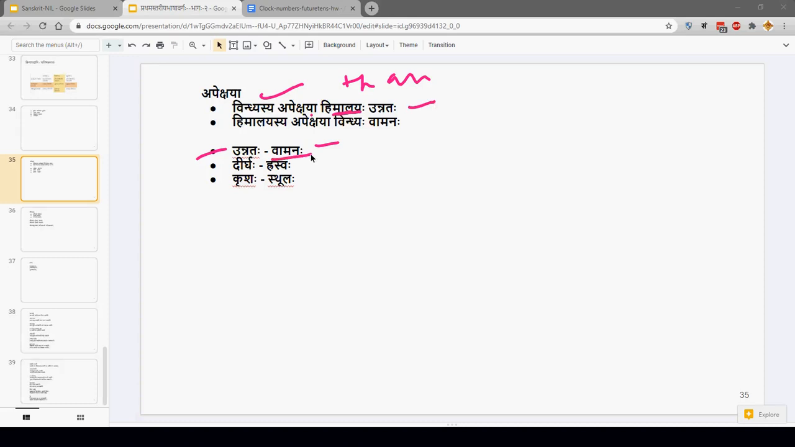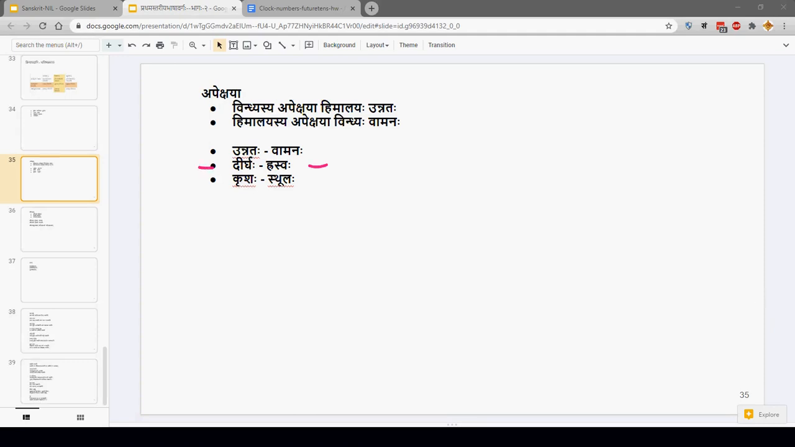And you can reverse it using Vamana. Vamana means short. So Himalayasya apekshaya Vindhya Vamanaha. Compared to Himalaya, Vindhya is short. Any question? Okay.